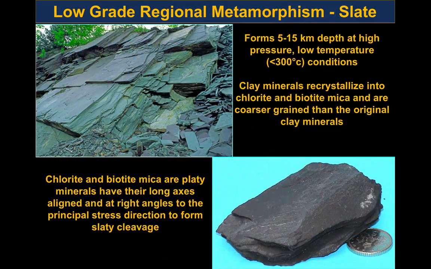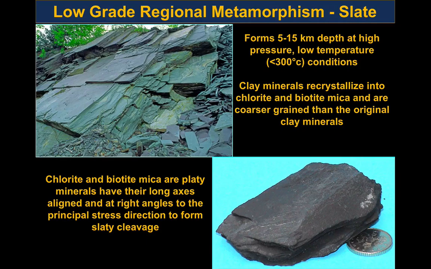Now, examples of these will include slate. Now, this is a rock formed by the compression of mudstone. It forms at moderately high pressures, but really quite low temperatures, which is why it looks so similar to mudstone. We don't get a lot of recrystallization in this rock. What we do see, though, are platy minerals like the clay, any chlorite or biotite mica that might be in there, will get aligned. Again, at right angles to the direction of stress.